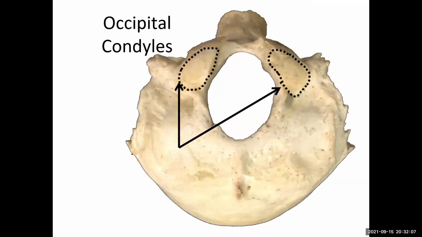Here we'll zoom in a little bit and you can see they're lateral. They're on either side of the foramen magnum.